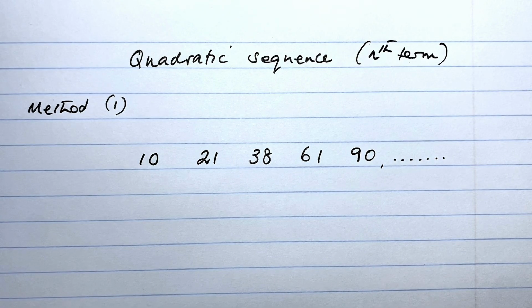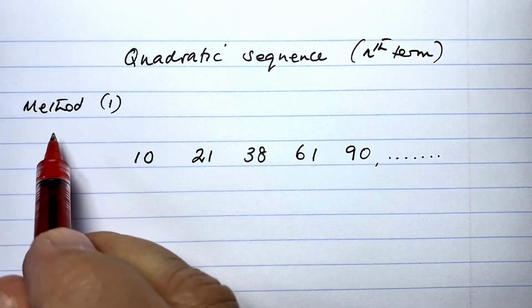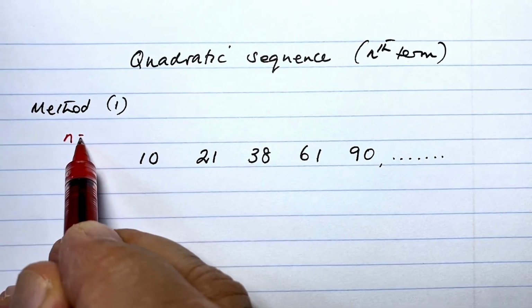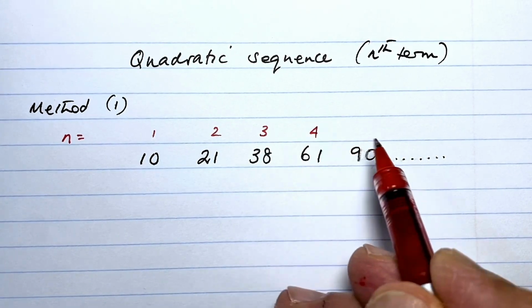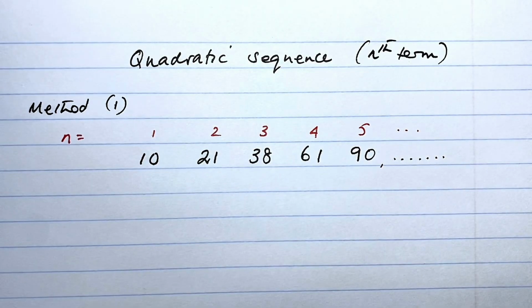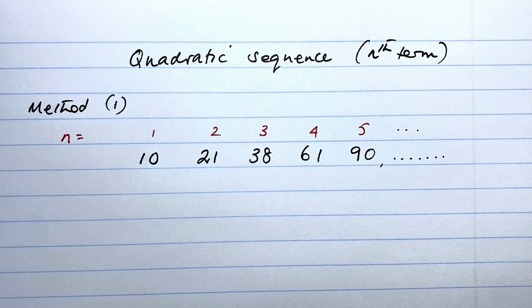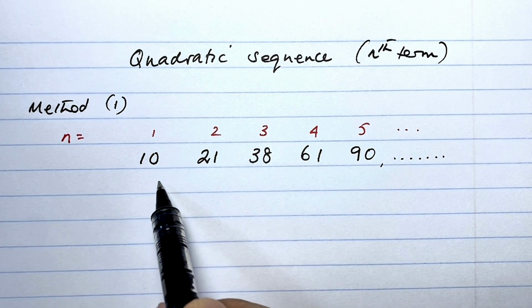Let's put numbers above them. n equals 1, 2, 3, 4, 5, etc. As before, we're going to find the first difference.